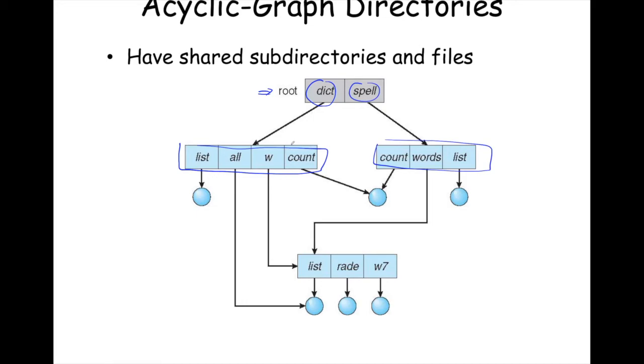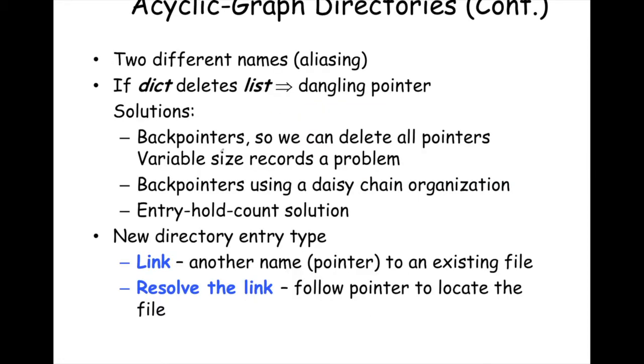Now, of course, I have a count file that goes to some object out of the dict directory on root, and out of the spell directory, I have a count file that also points to the same blocks on disk. So it's the same physical data on disk, but I can refer to it using two different paths. And so with this acyclic graph, typically you have something called a link. And a link is nothing more than an alias, a type of secondary pointer to an existing file. And so this link is a really powerful concept that you see on Unixes all the time.